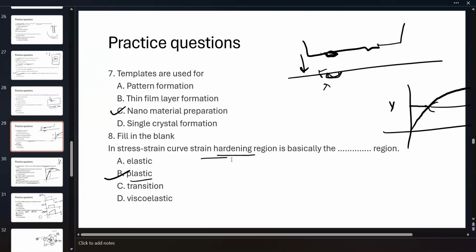Templates are used for the template. Here you have your punch on the top, which has some features in it, and you just press it on a surface, and you can get indentations on the surface, which can be in nanometer range. So you straight away get nanomaterial on the top.